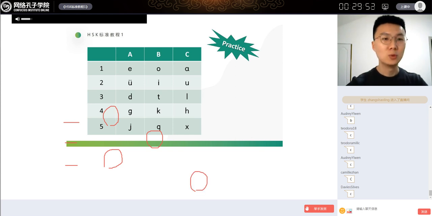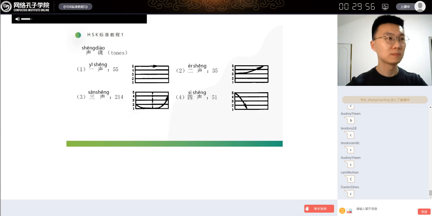Okay, this is 声母 and 韵母 we learned today. Some people say that Chinese is a rhythmic language. This is because Chinese has four tones. We can express the tone with 5 degrees. Let's look at these four pictures. The first one, 一声, is the first tone. This one, 二声, is the second tone. This one, 三声, is the third tone. This one, 四声, is the fourth tone.